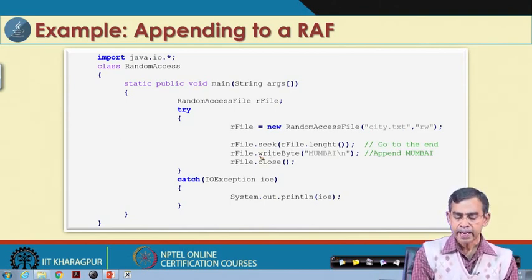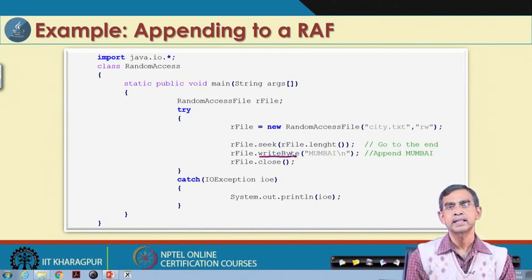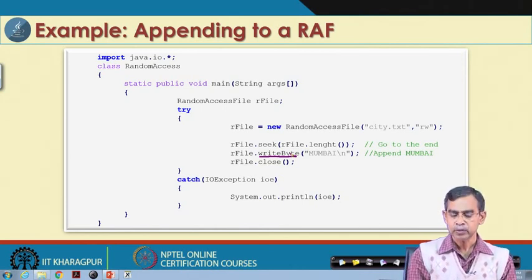And then writeBytes, as you know, it is just like the earlier writeInt, writeDouble, writeChar. It is basically writeBytes. So, this is the value that it will write, in the byte form. Automatically the Java runtime system will convert this string into the byte form, and then that value will be appended at the end of the R file, and finally we close the R file.